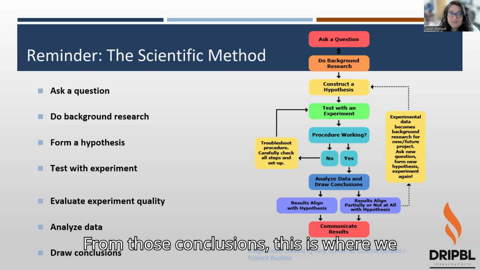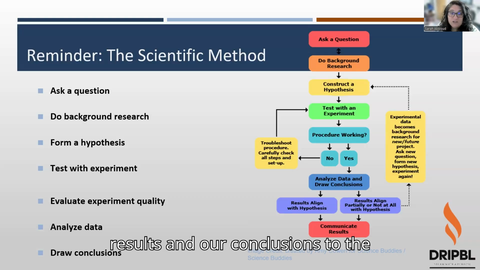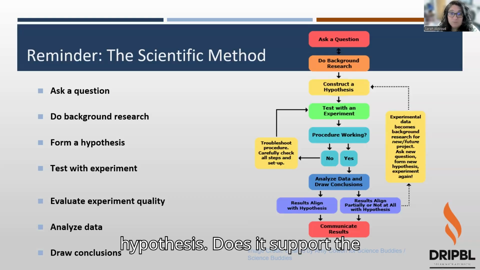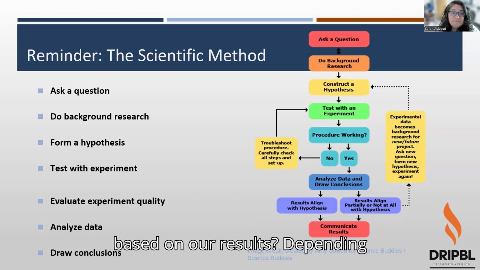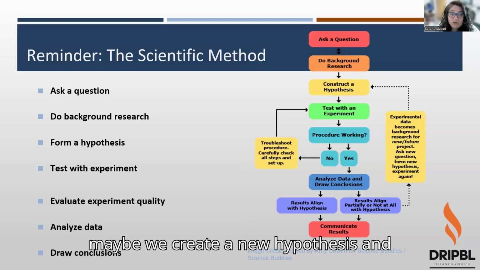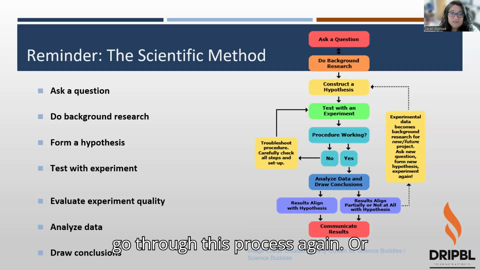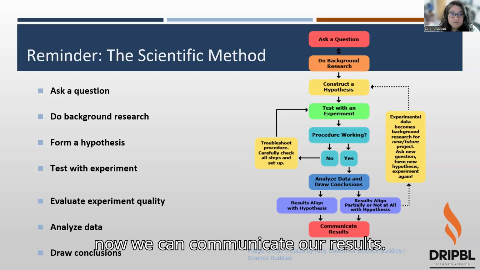From those conclusions, this is where we go through and start aligning the results and our conclusions to the hypothesis. Does it support the hypothesis, or do we reject the hypothesis based on our results? Depending on the outcome, then maybe we create a new hypothesis and go through this process again. Or now we can communicate our results.